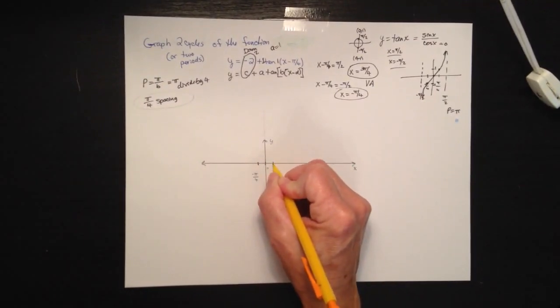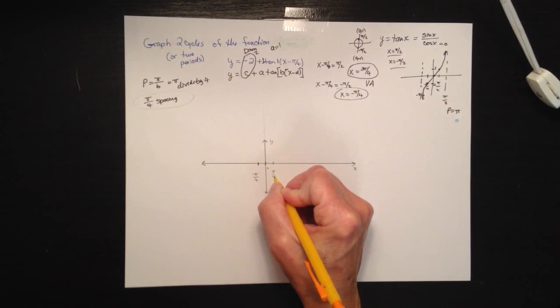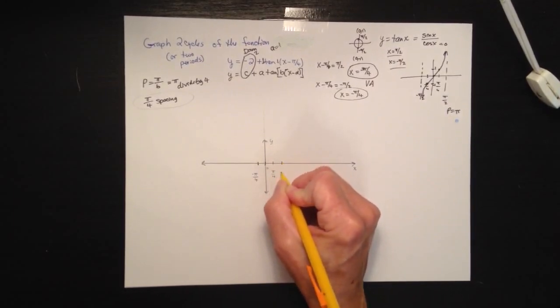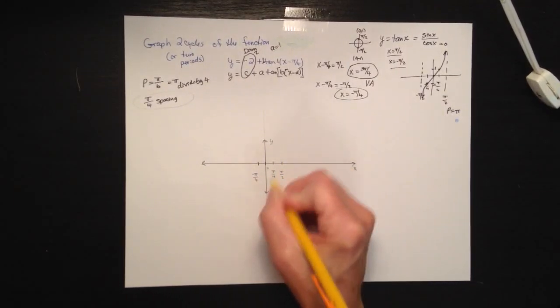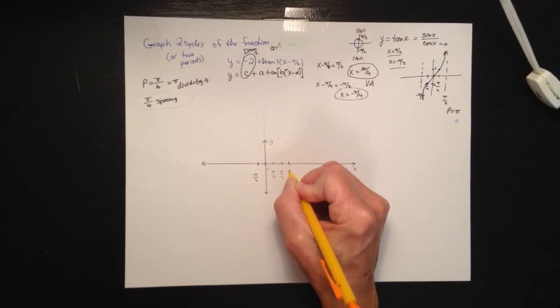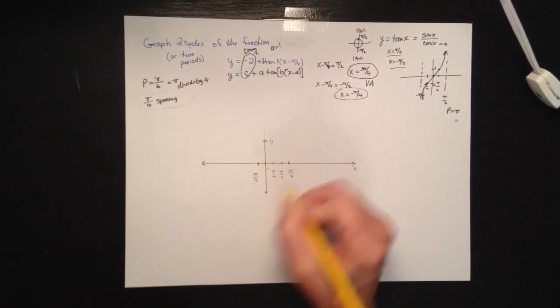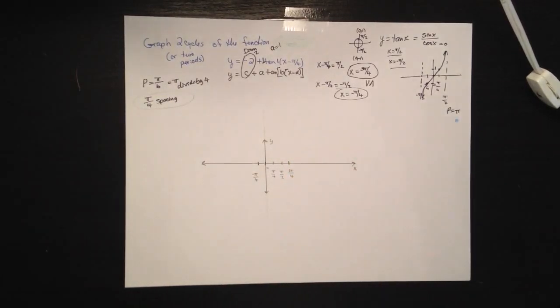And then if I add pi over 4, I'm at pi over 4. If I add pi over 4, I'm at pi over 2. If I add pi over 4, I'm at 3 pi over 4. And this will make one period work. So let's do one period and make sure we're on track with everything, and then we can do the next period. At negative pi over 4, we have a vertical asymptote.